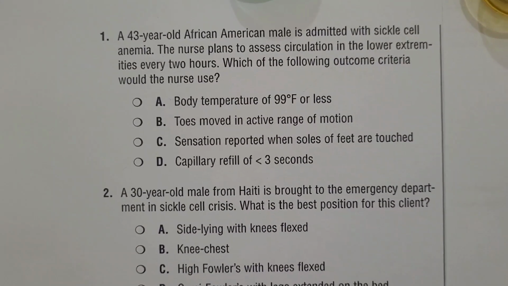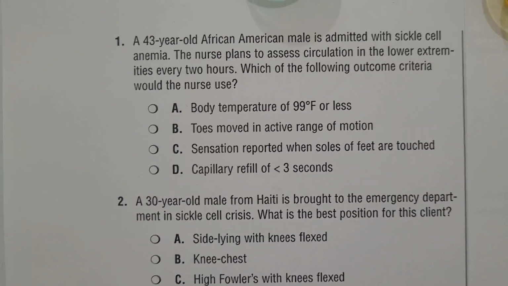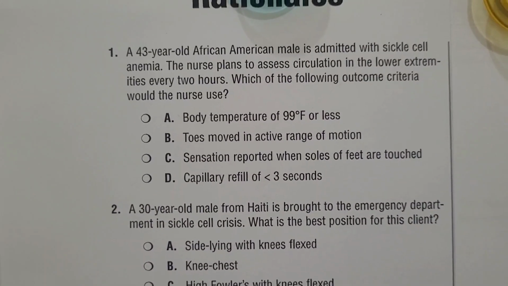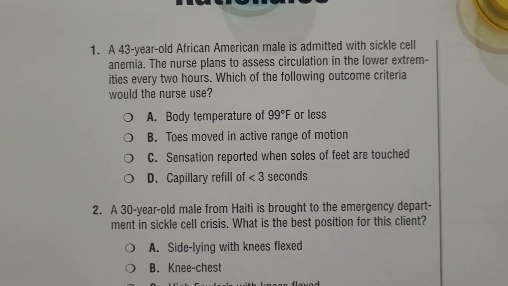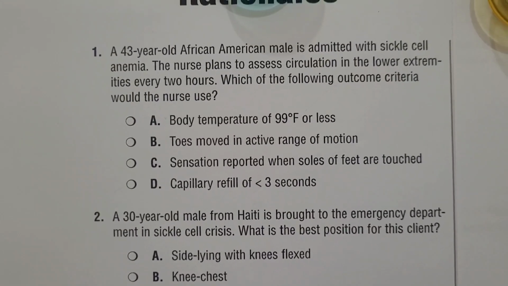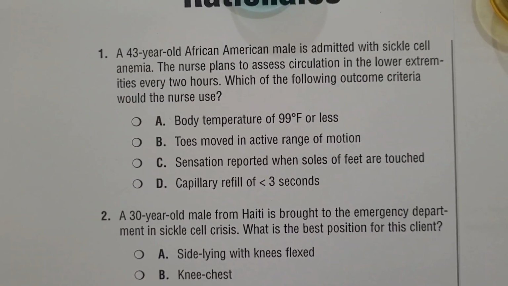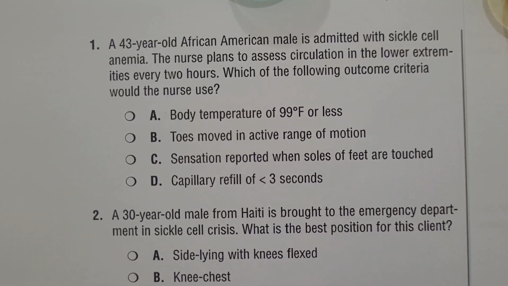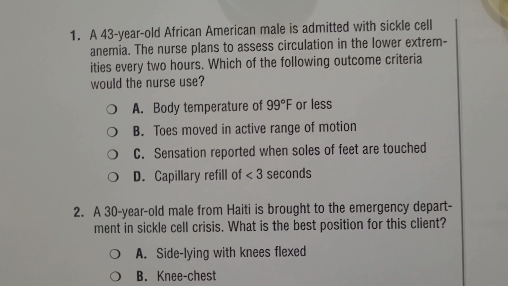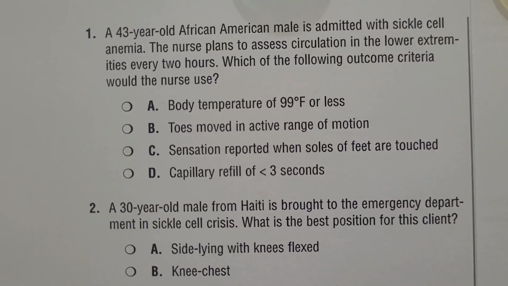So today we will discuss some questions with rationales and explanations. And our first question is, a 43-year-old African American male is admitted with sickle cell anemia. The nurse plans to assess circulation in the lower extremities every 2 hours. Which of the following outcome criteria would the nurse use?